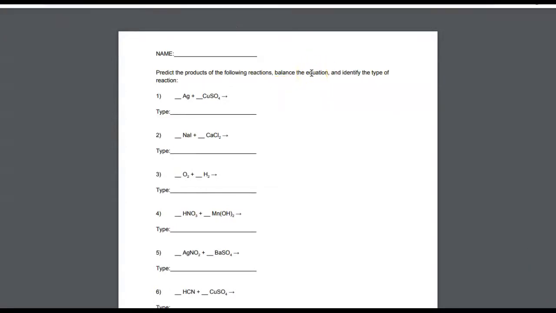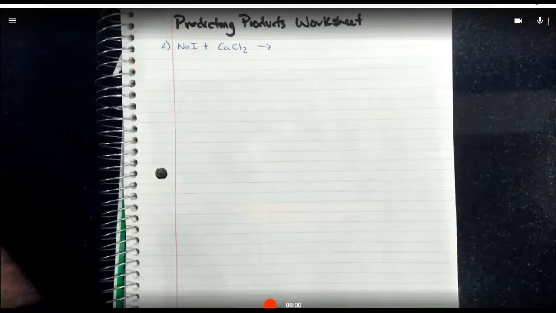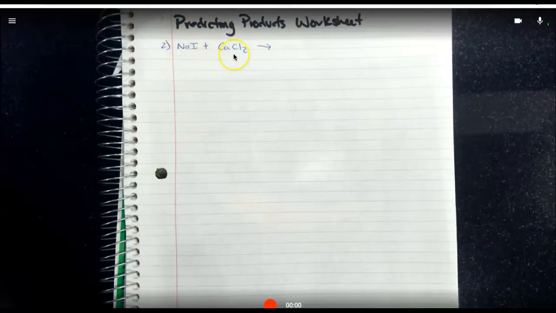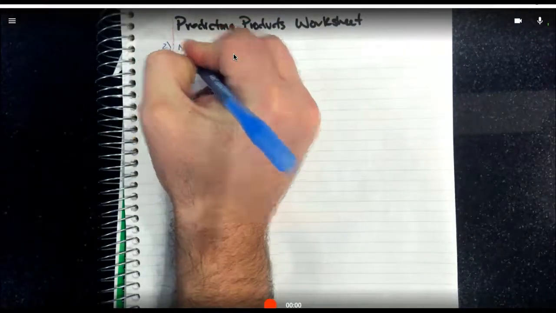So 2 gives us NaI, sodium iodide, plus calcium chloride to begin. And it doesn't give us the products, but that's okay because we can use these reactants to predict the products that we have. So first, let's identify what we have on the reactant side. We have AX plus BY.